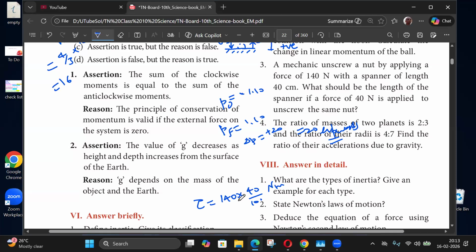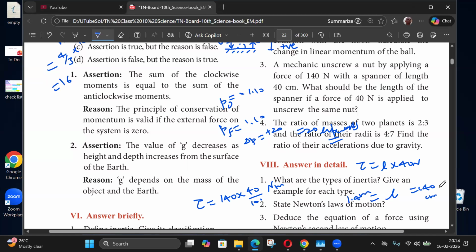Now this torque should come from a spanner of some length. What was the length of the spanner? And the force I'm applying is 40 Newton. I should get the same torque. So 140 Newton into the length of the thing, these two are equal. From this I'll get length is 140 into 40 by 40, and 40 will cancel, 140 by 100, 1.4 meter. So it's 140 centimeter.